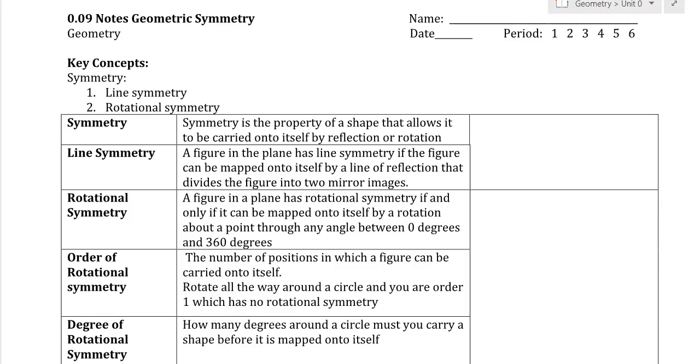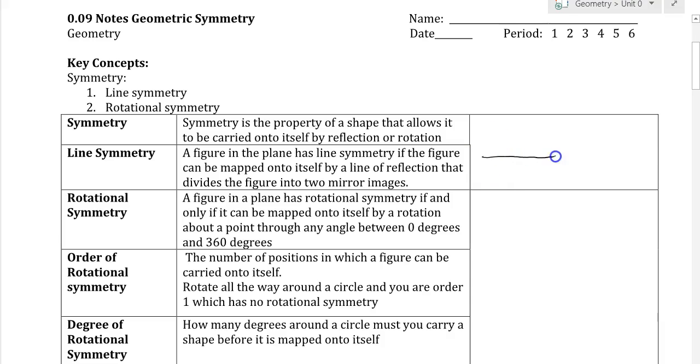Alright, so we're in Unit 0, Section 9 on symmetry. The two types of symmetry we're going to study are line symmetry and rotational symmetry. What we're talking about here is when figures can be mapped onto themselves. Symmetry is the property of a shape that allows it to be carried onto itself by reflection or rotation.